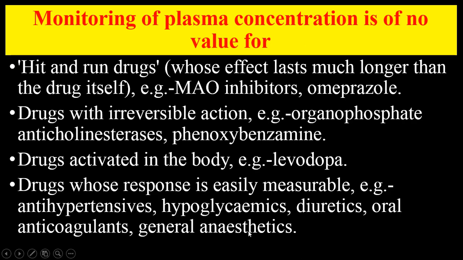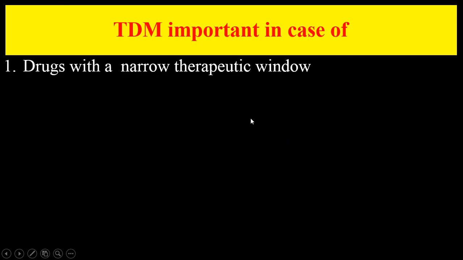And for general anesthetics it looks funny, because the patient is knocked down to unconsciousness by the general anesthetic, and you will see whether the patient is conscious or unconscious, or you like to see the plasma level of the blood. Of course you like to see whether the patient is conscious or not. So where the therapeutic drug monitoring is finding its place, it is finding its place in drugs with a narrow therapeutic window. I'll tell you about drugs with a narrow therapeutic window later.